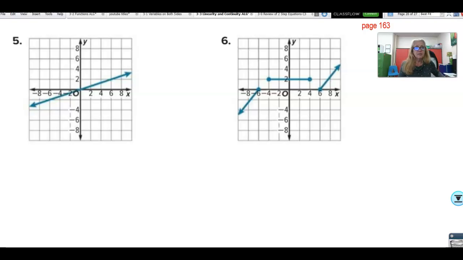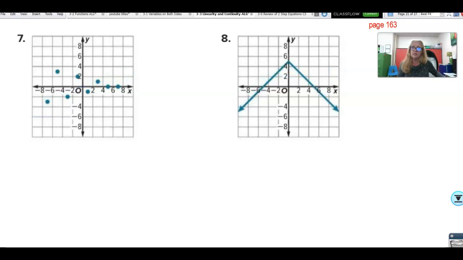Number five is continuous because all the points are connected. Number six has some connected parts and some not connected parts, so we have to say neither, however you'd like to say it. That's not continuous or discrete. It's a mishmash. Number seven is discrete because it's just a bunch of dots that are not connected.